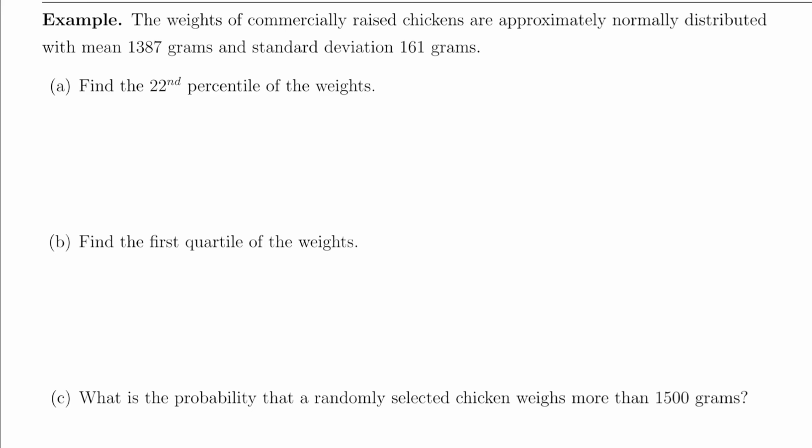Now in our example here, we've got the weights of commercially raised chickens are approximately normally distributed. We've got a mean of 1387 grams and a standard deviation of 161 grams. For part A, we're asked to find the 22nd percentile of weights. Now we've dealt with percentiles before. The percentile is saying what value is greater than 22% of the population. Said another way, what value has 22% of the population less than it?